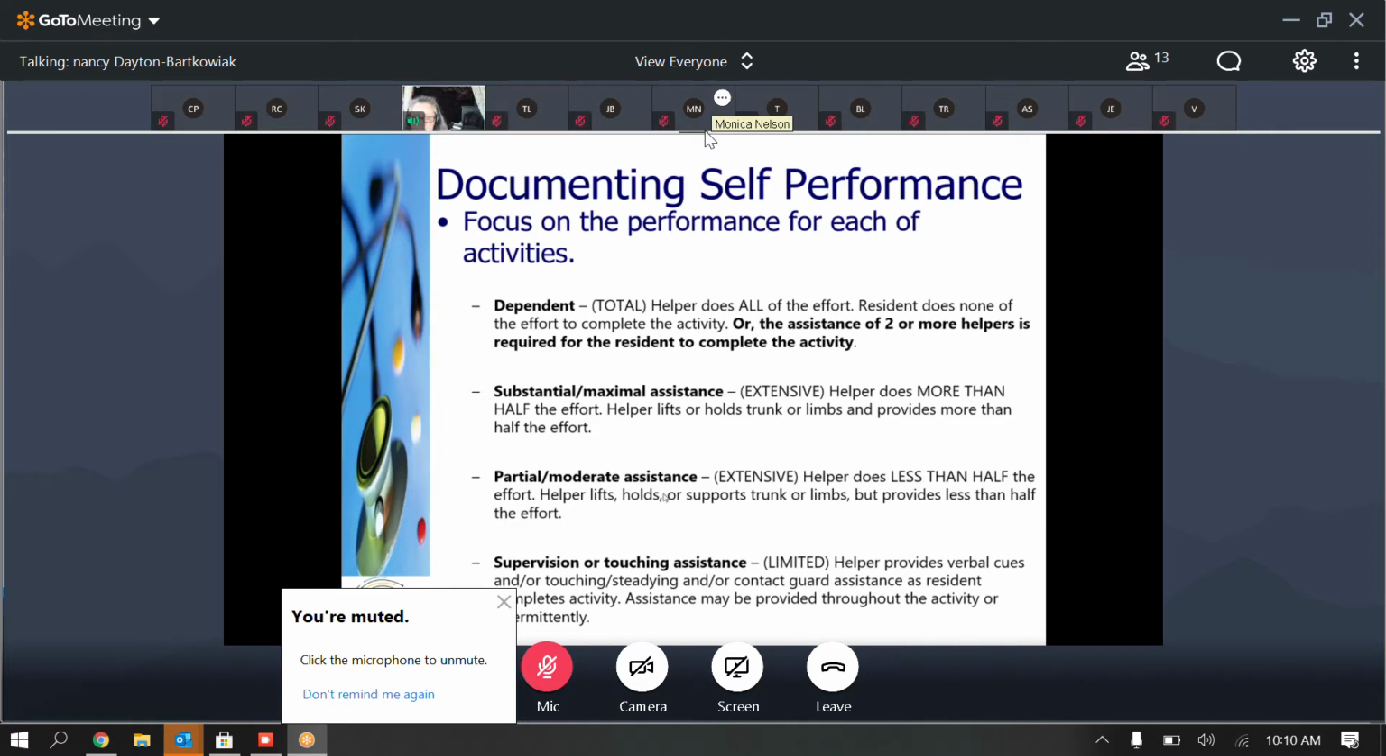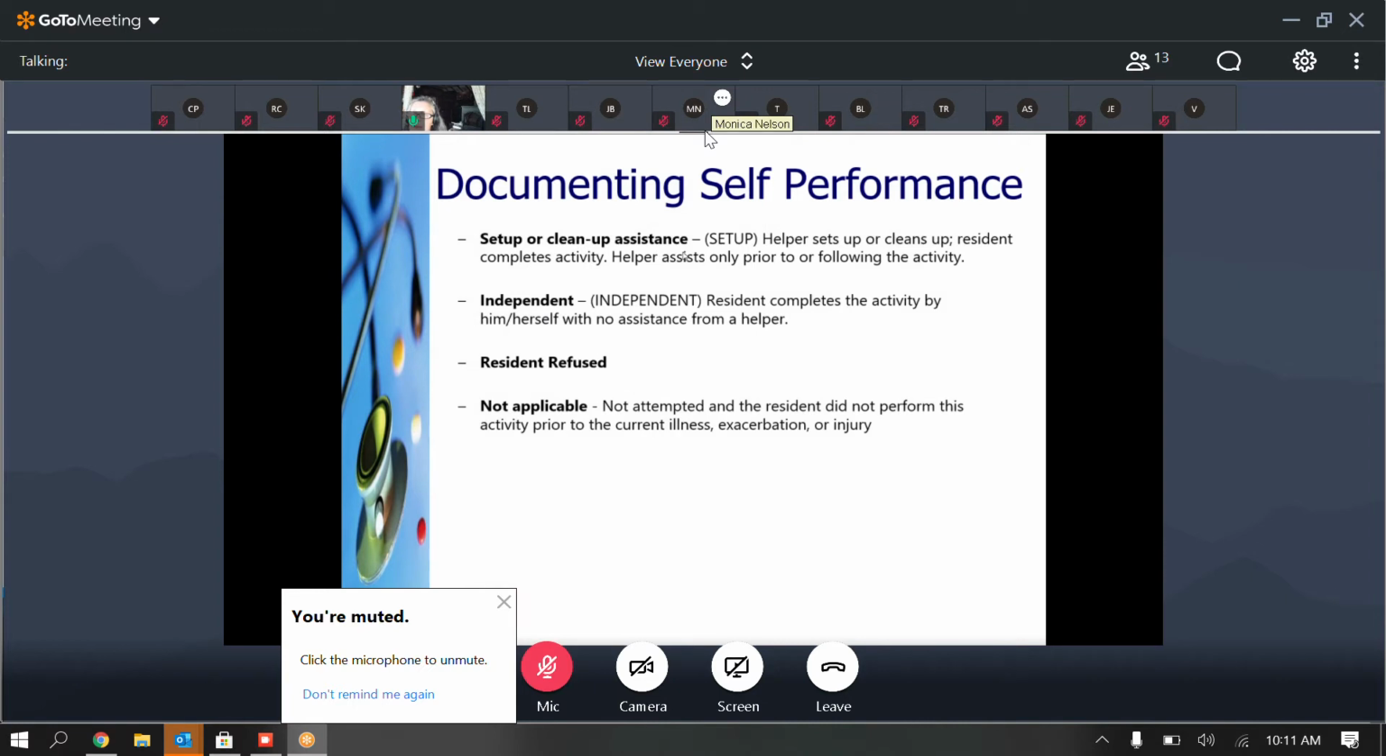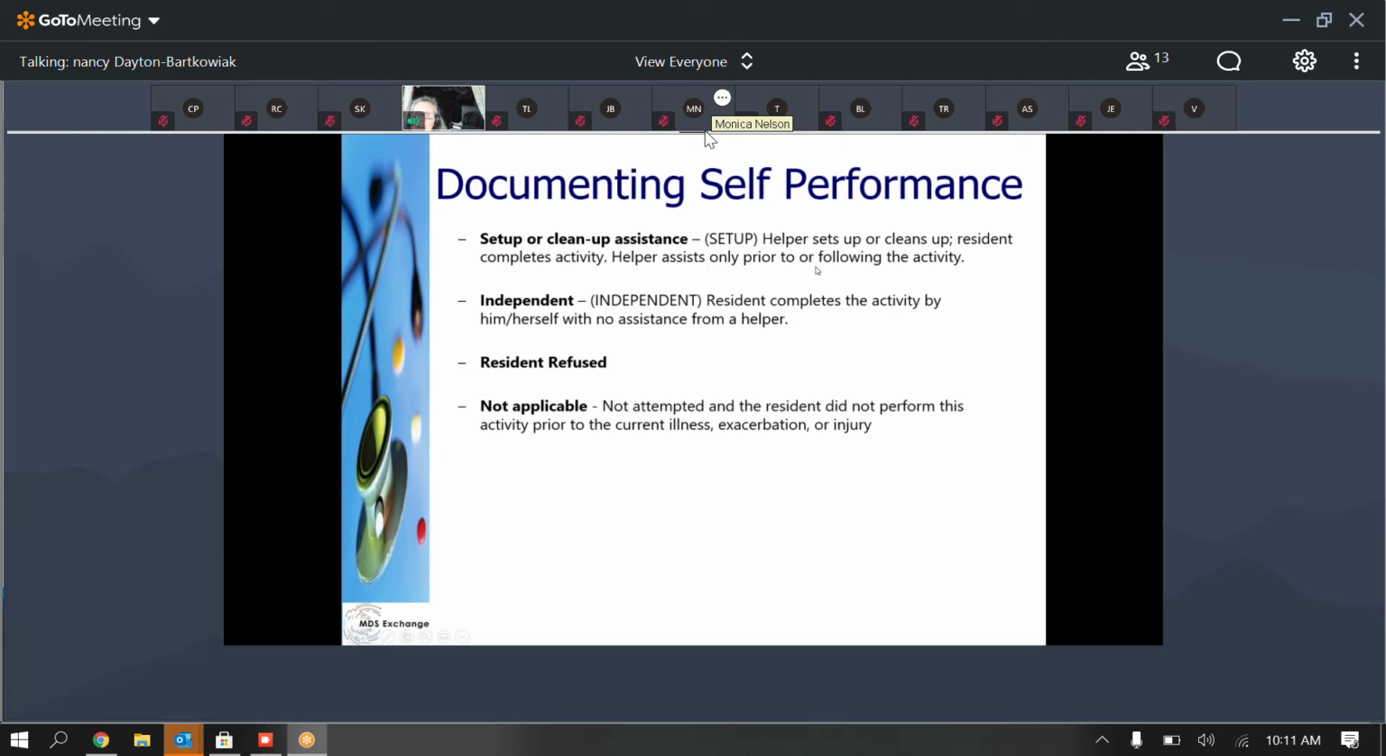Supervision or touching assist, helper provides verbal cueing, touching, steadying, or contact guard assist as the resident completes the activity. The assistance may be provided throughout the activity or intermittently. Setup or cleanup, helper sets up or cleans up, but the resident completes the activity. Helper assists only prior to or following the activity.